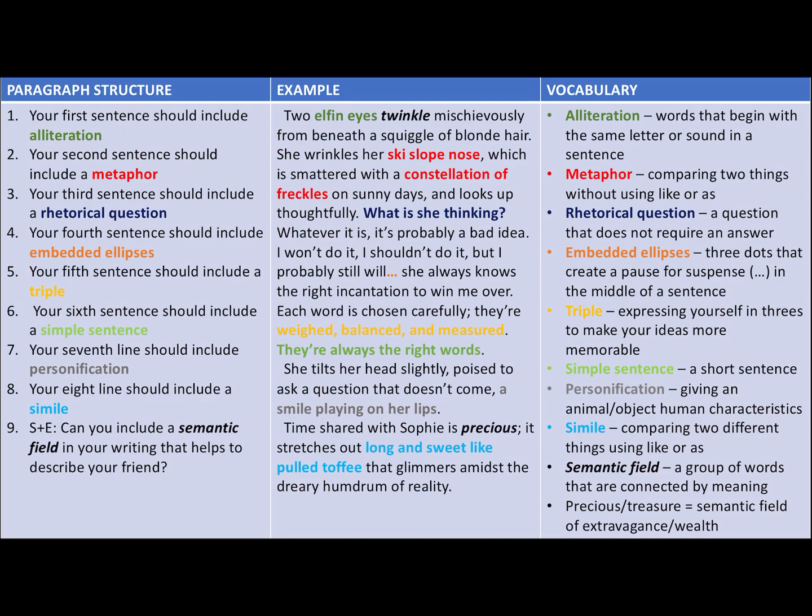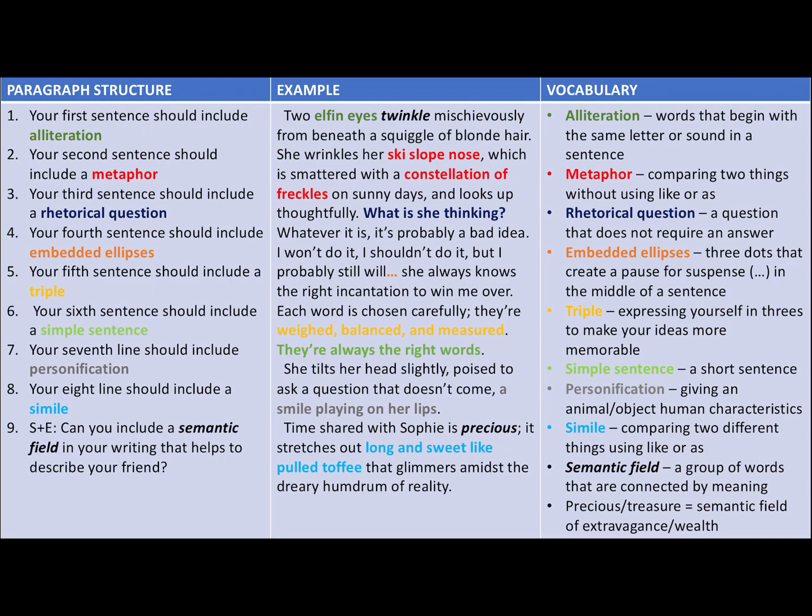In the left column, I provided you with a line-by-line breakdown to help you structure your first paragraph. So in your first line, alliteration. Your second line, please include a metaphor. Your third line, a rhetorical question. Your fourth line, embedded ellipses. Your fifth line, a triple. Your sixth line, a simple sentence. Your seventh line, personification. Your eighth line, simile. And your stretch and extend challenge, can you include a semantic field?